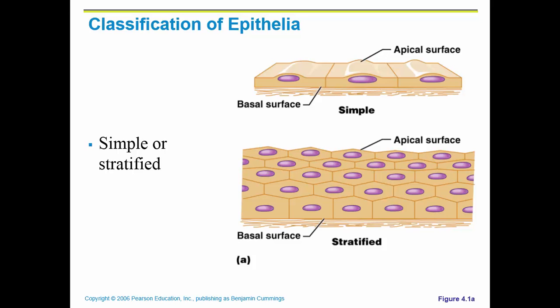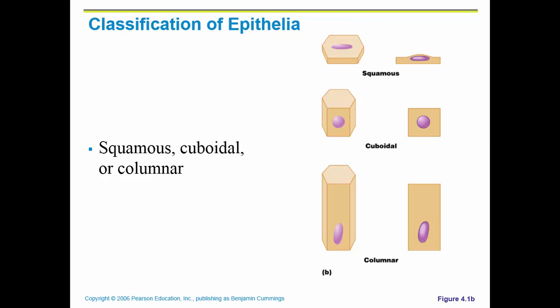When we're classifying epithelia, we're looking at the layers. If it has one single layer of cells, we call it simple. And if it has many or more than one layer of cells, we call it stratified. There are 3 shapes to the cells in epithelial tissue. The first is considered squamous, which is a squished cell, cuboidal, which is cube-shaped, and then columnar, which is column-shaped.